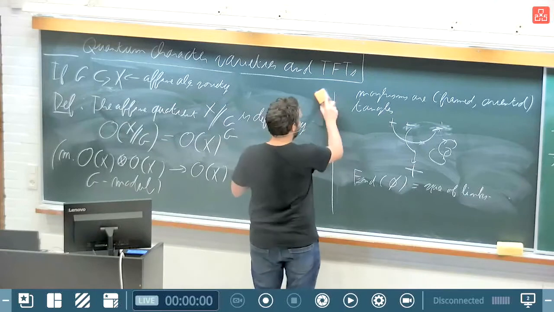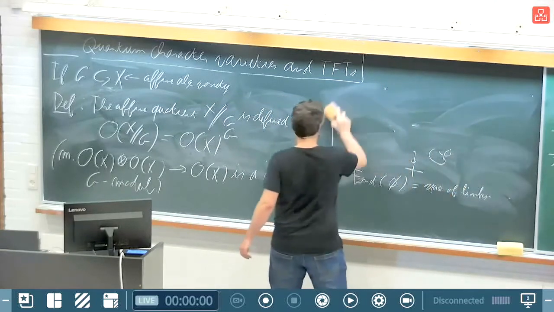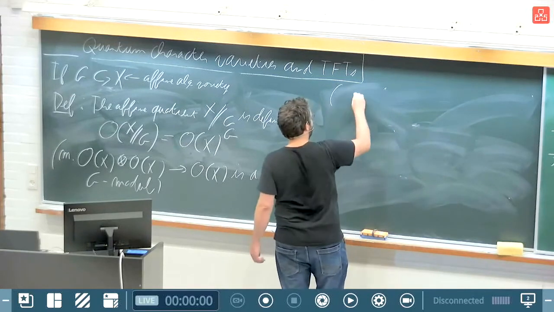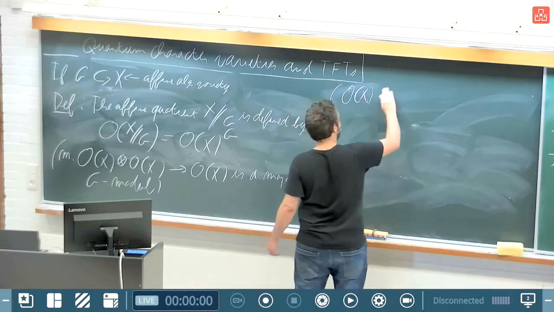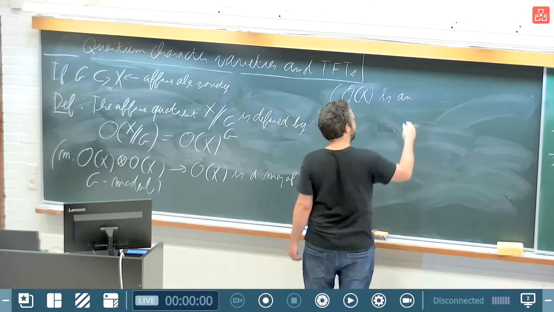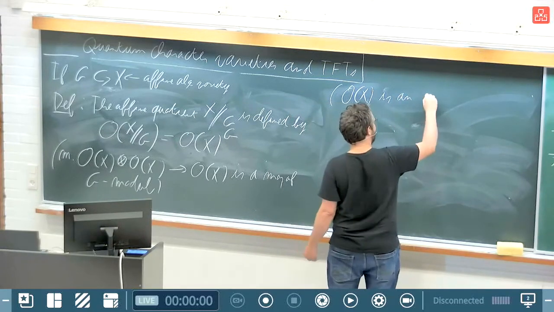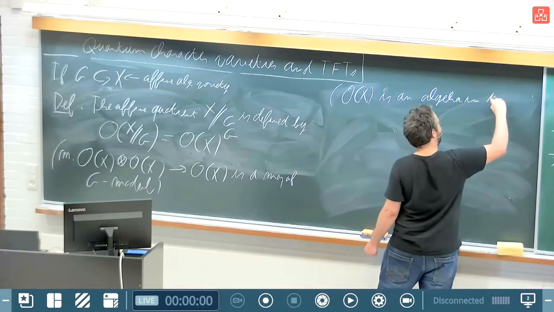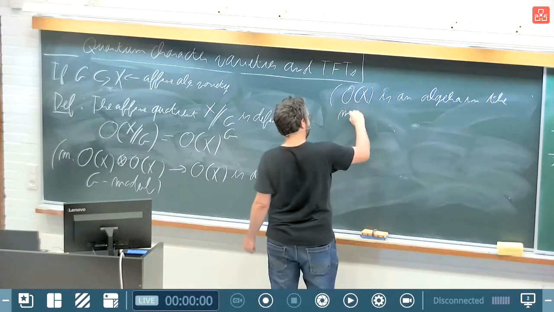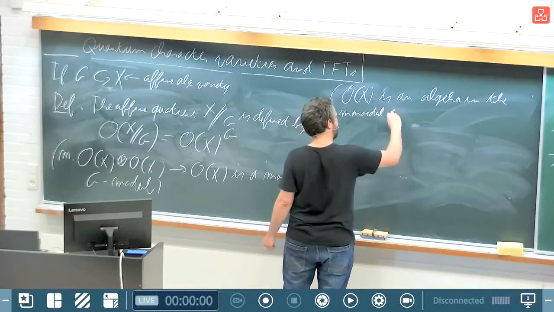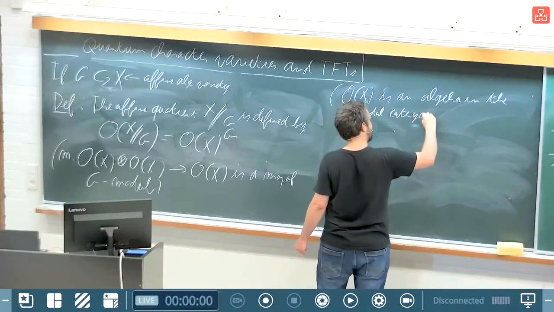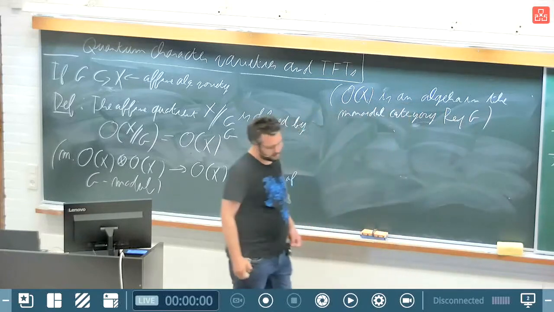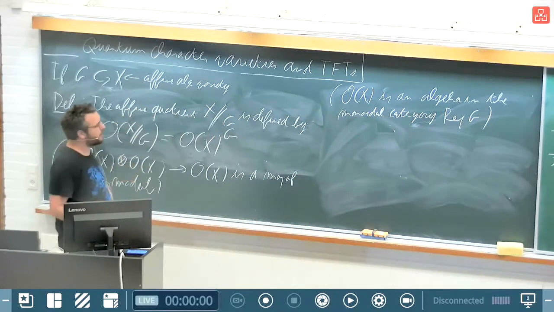And let me say this in a more fancy way, because I will need something like that later. So really the fancy way to say that is that O of X is an algebra in the monoidal category of representation of G. If you don't know what that means, just forget about it.